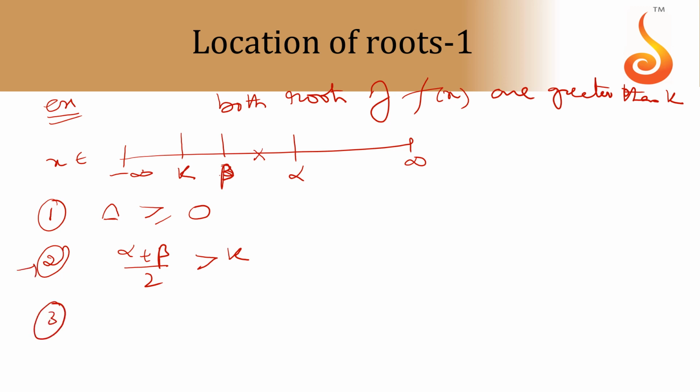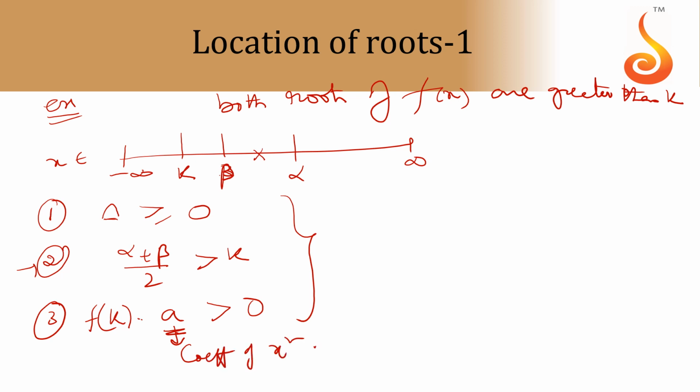Third point, the value k is outside the roots. You have theorems; I'll teach the theorems also in the next discussion. You know that outside the roots, the coefficient of x square, a, and the expression ax square plus bx plus c will have the same sign. Means f of k and a will have the same sign. Same sign means their product will be greater than 0. So these are the conditions. Here a is nothing but the coefficient of x square. By using these three conditions, you can solve any problem.